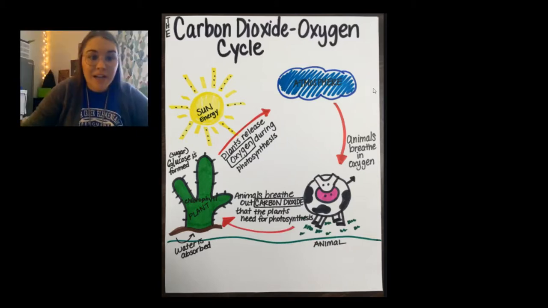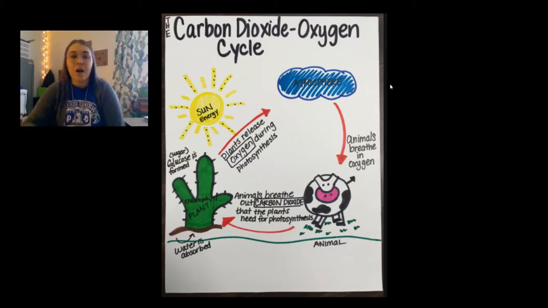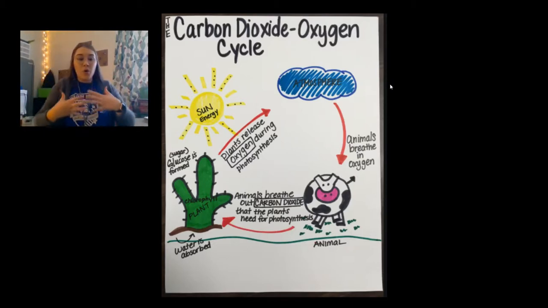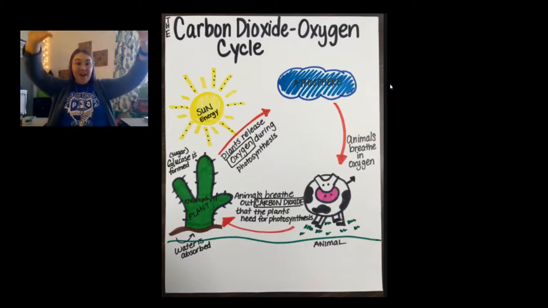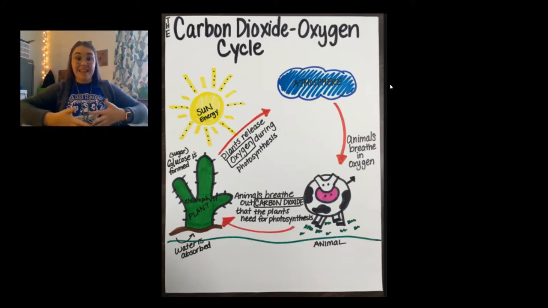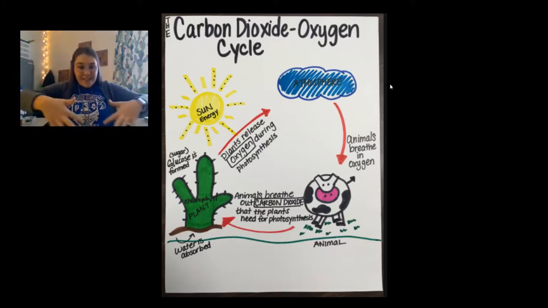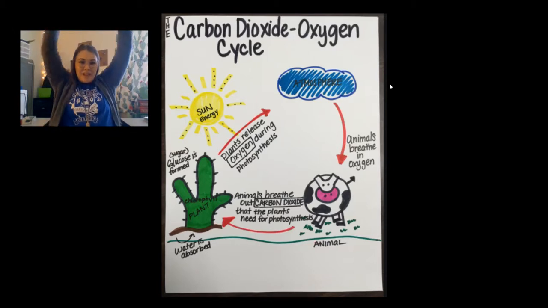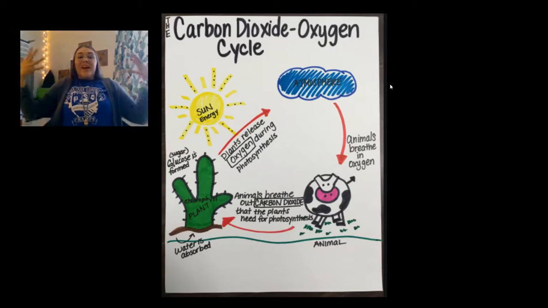So I want you right now, we're going to be the animal. We let out carbon dioxide. The plant takes in the carbon dioxide. The plant lets out the oxygen. It's released into the atmosphere, and the animals breathe in the oxygen. Let out the carbon dioxide. Plants take in the carbon dioxide. They let out the oxygen into the atmosphere, and then animals breathe in the oxygen.